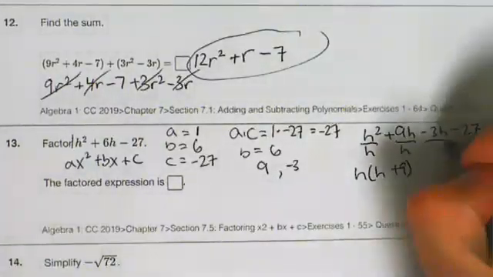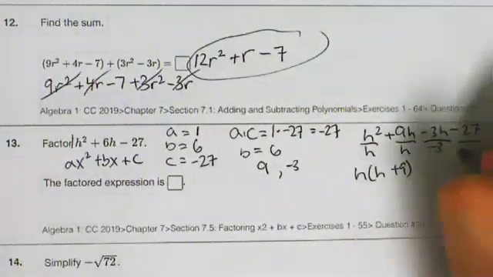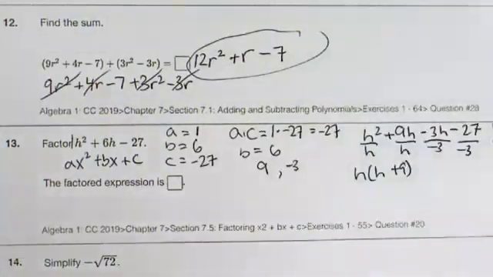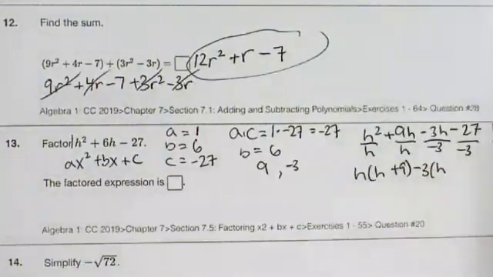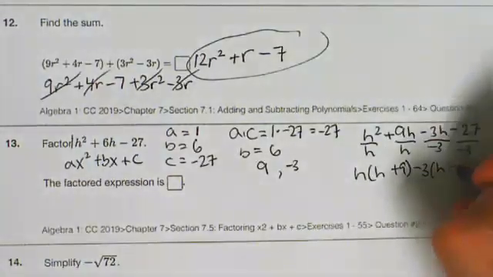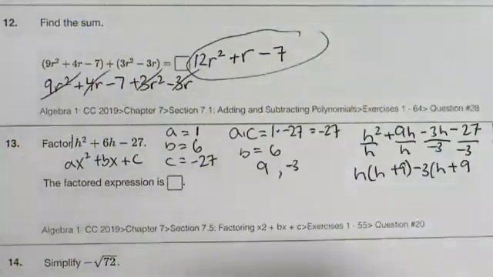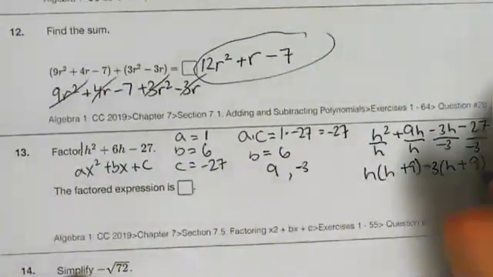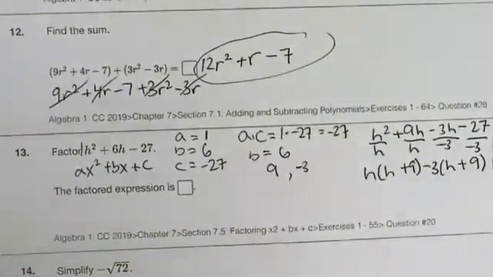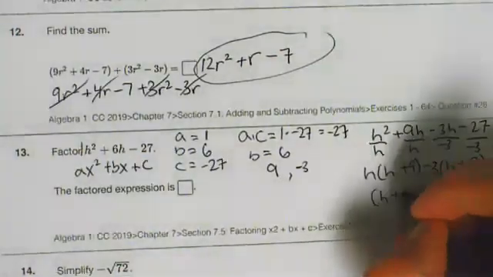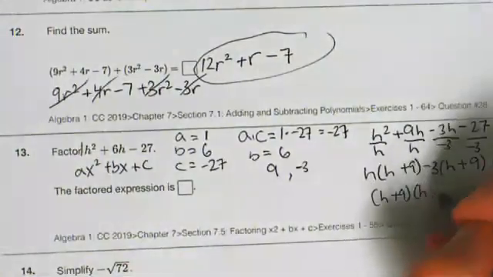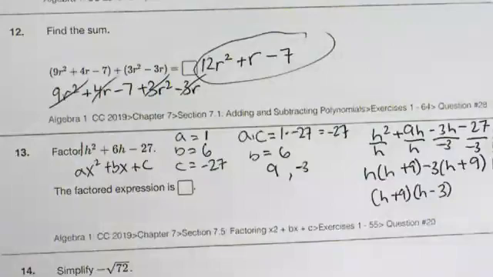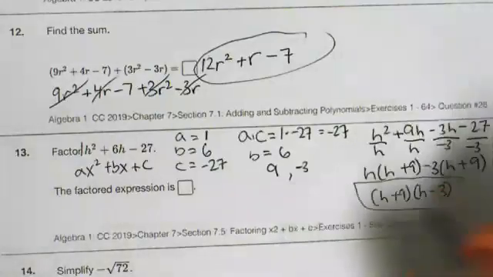And then on -3h and -27, they share a -3. So we pull out the -3, and we're left with h. Ooh, -27 divided by -3, that's a plus 9. Got to be careful on that one. Oh, and I got to close my parenthesis. Now from here, we can go ahead and factor out the h plus 9. So that comes out as our first factor. And then our second factor is what was left over, h minus 3. And that is the solution to number 13.